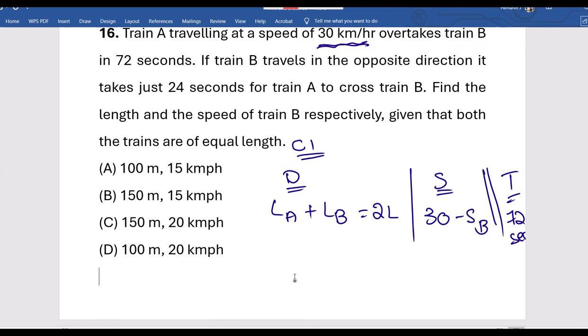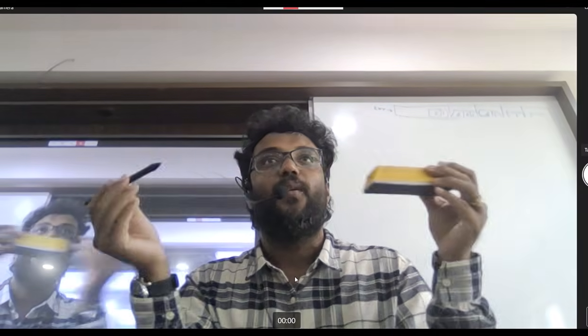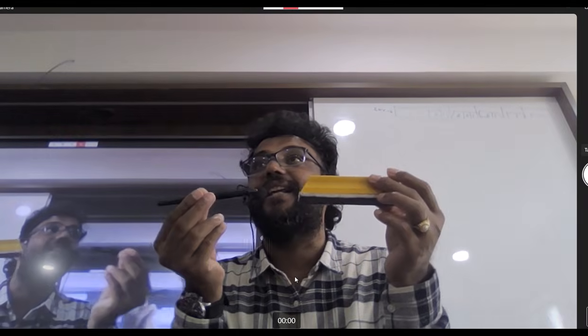This is the same direction, case 1. Second case, opposite direction. Now distance is D, whether it is opposite direction or same direction. Now many of you may have some confusion like, sir, when two trains are traveling in opposite directions, what is the distance? See, when both are moving, you cannot understand the distance.